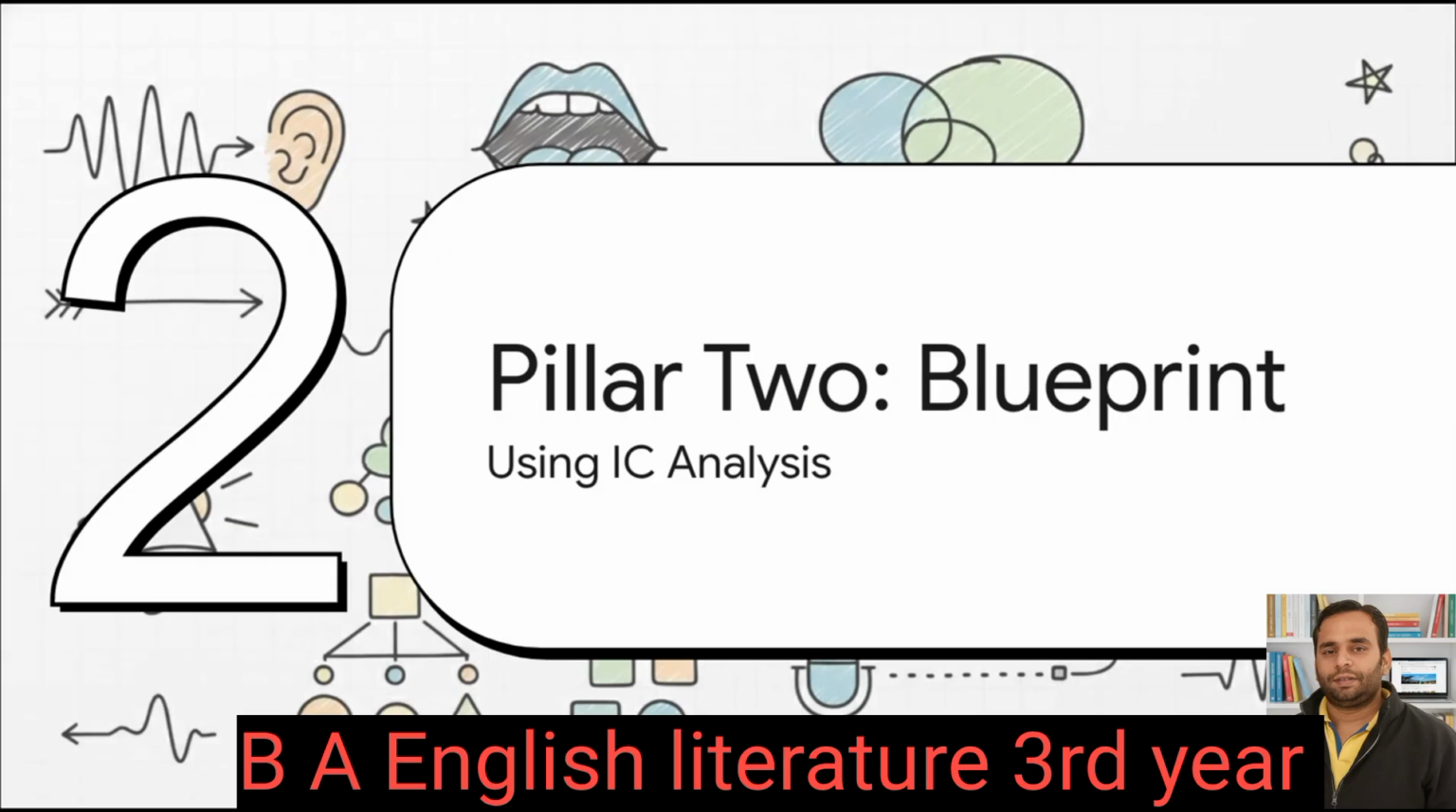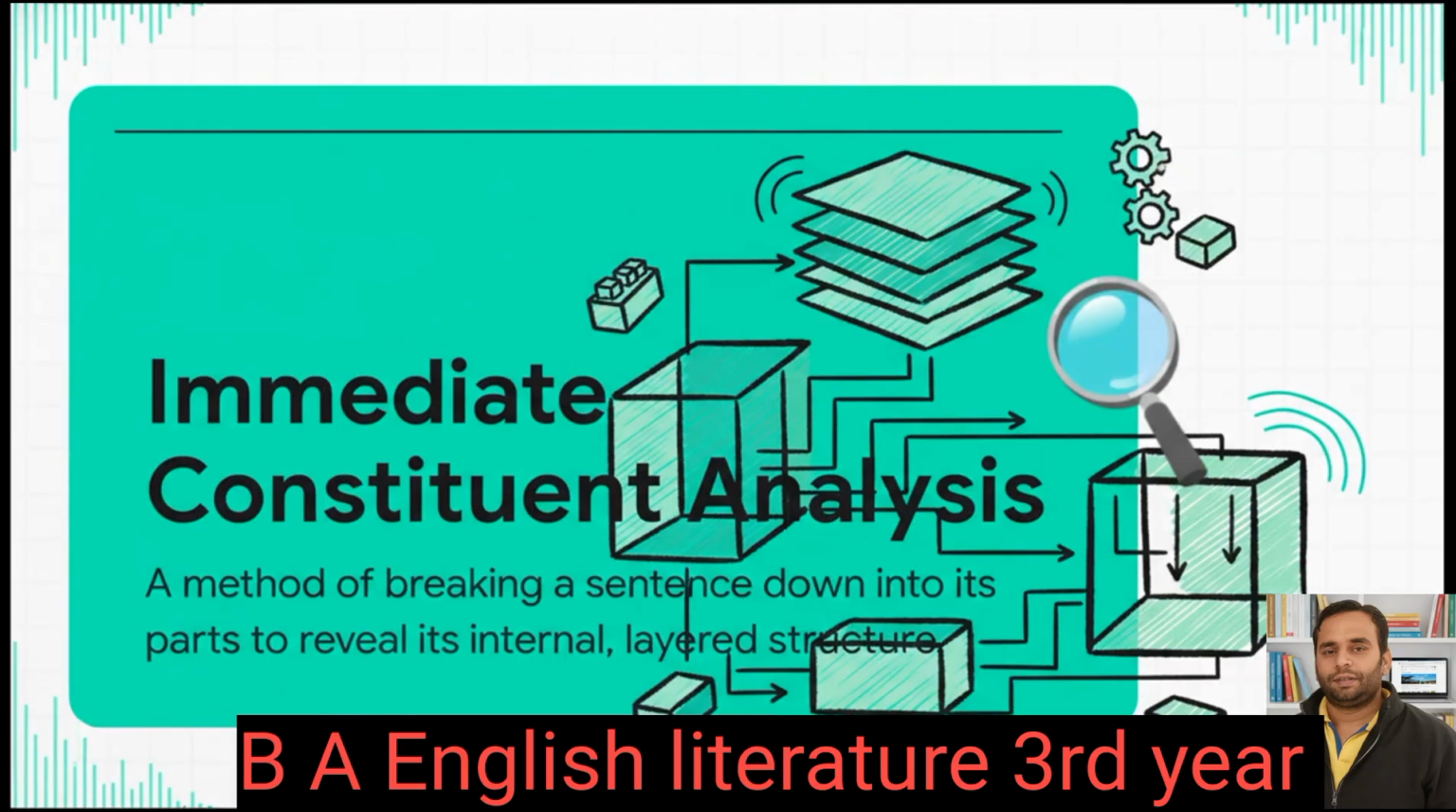Okay, that's amazing for individual sounds. We've solved that puzzle. But we speak in sentences, not just sounds. So for that, we need our second pillar. This is a tool that acts like a blueprint for a sentence, and it's called immediate constituent analysis. So IC analysis is basically a method for taking a sentence apart, piece by piece. Instead of just seeing a flat string of words, it lets us see the hidden architecture inside, all the layers and the relationships between the different parts.